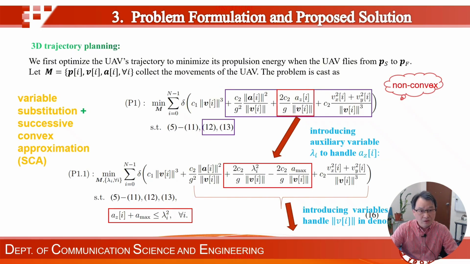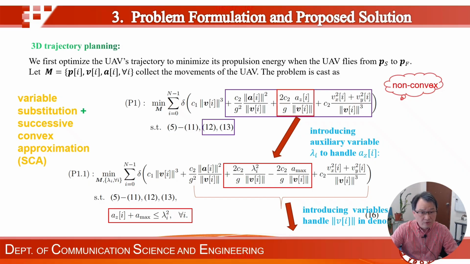Now, we have defined our system and the propulsion energy model. We move on to define our problem formulation. The objective of our study is to minimize the UAV's propulsion energy as it flies from the starting point all the way to the final point. We collect the UAV's positions, velocities, and accelerations across all time slots into the optimization variable set, M.